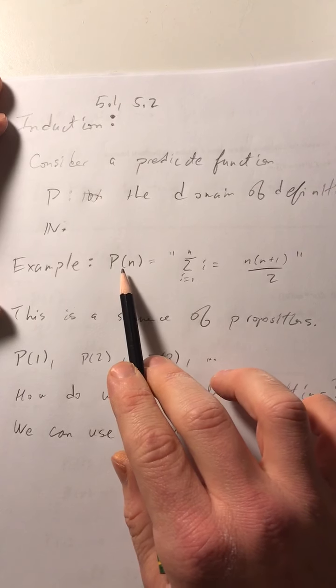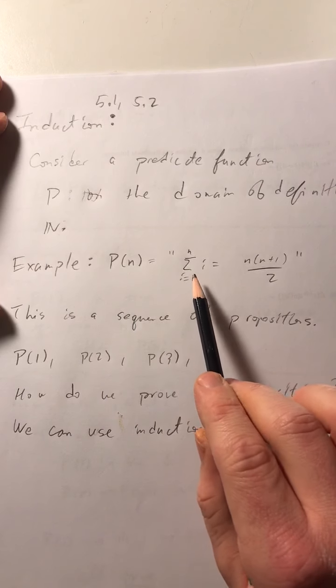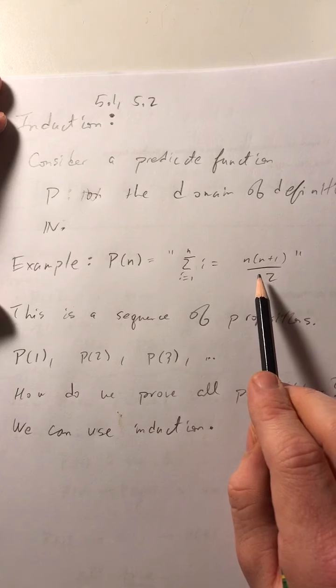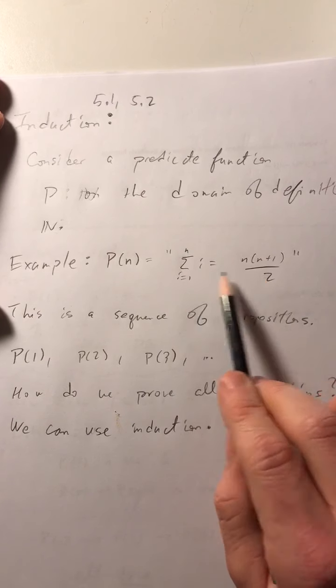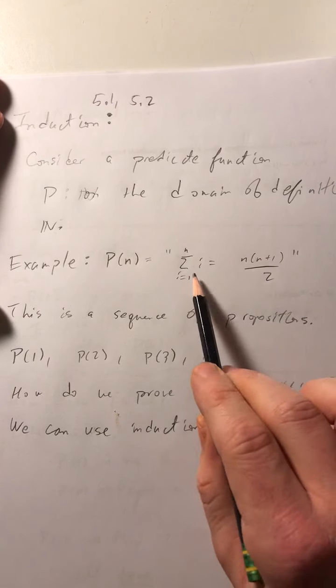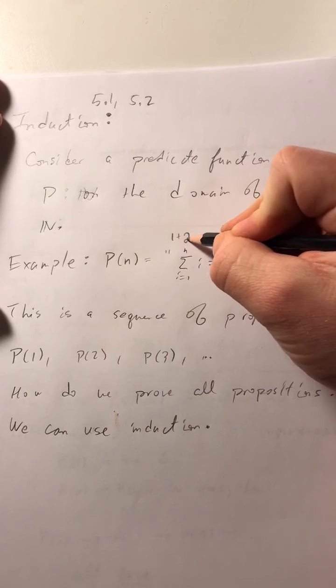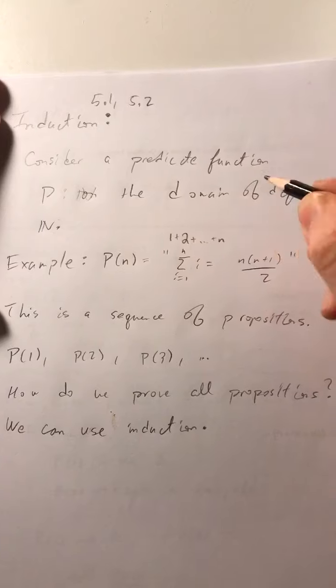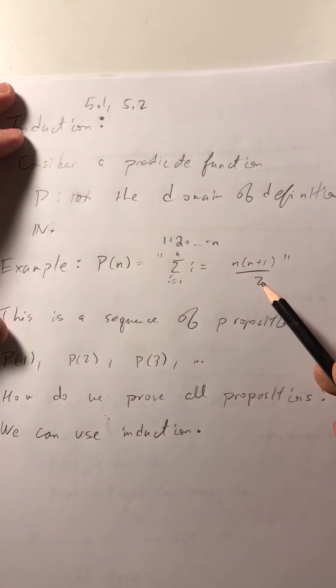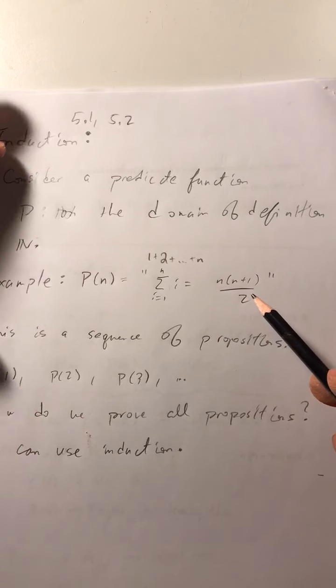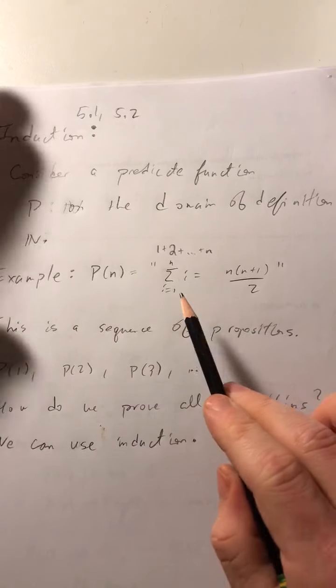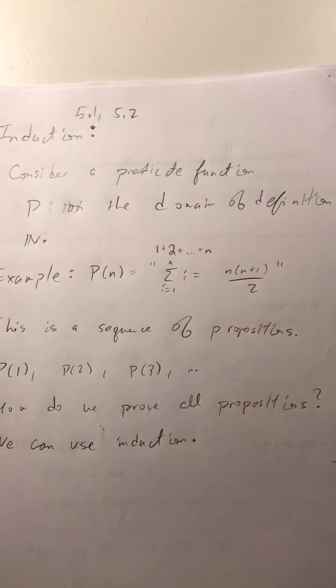A predicate function that we might have would be the statement P(n) is the statement that this sum equals this formula. So we've seen this. This was used on our previous test, right? This is one of our summation formulas. So this means 1 plus 2 plus ... plus n. We had an identity for how to evaluate that. So P(n) might be the statement that this identity is correct.